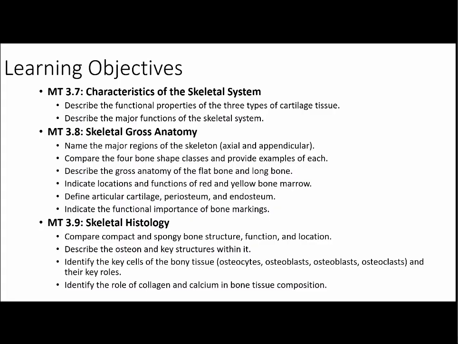You'll need to be able to describe the osteon and the key structures within it. You'll need to know the key cells of the bony tissue, so that is osteocytes, osteoblasts, and osteoclasts. Apologies, osteoblast is here twice, but they are very important, and know the key roles of these cells. Then you'll also need to be able to identify the role of collagen and calcium in bone tissue composition.